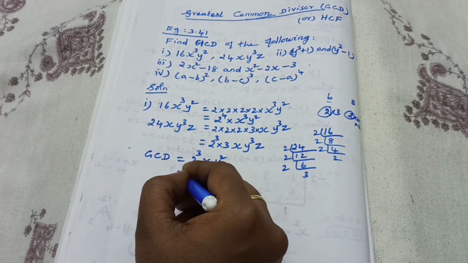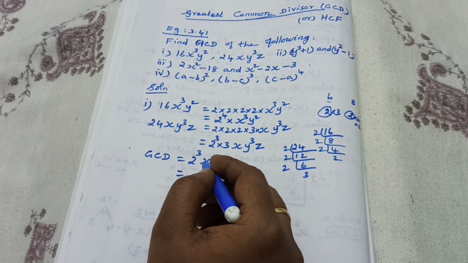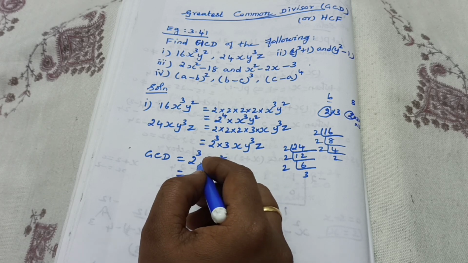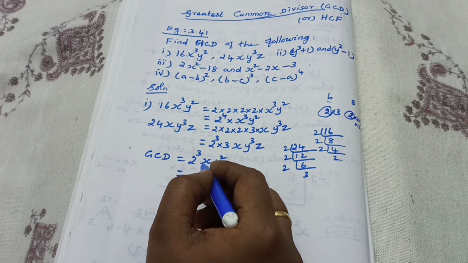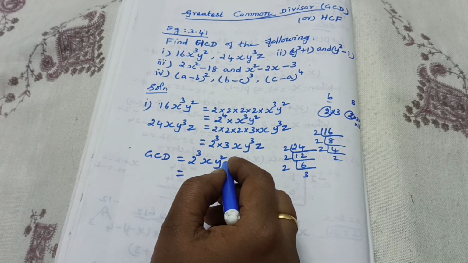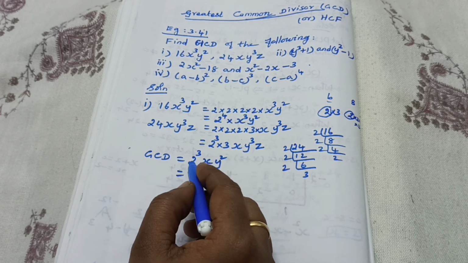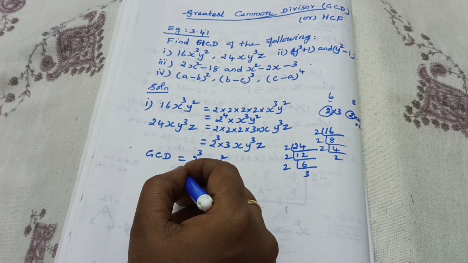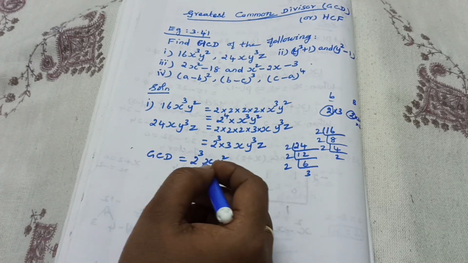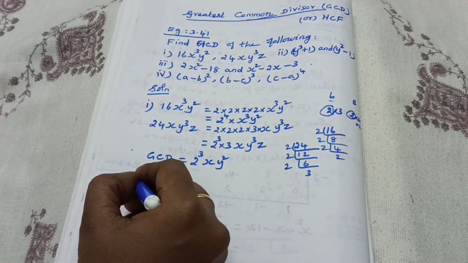Then equal to, here 2 cube we can write as what? 2 into 2 into 2. 2 2's are 4, 4 2's are 8, isn't it? So 8 x y square. Otherwise, like 2 cube into x y square, like this also we can write the answer. Okay, this one is enough. Then the second one.